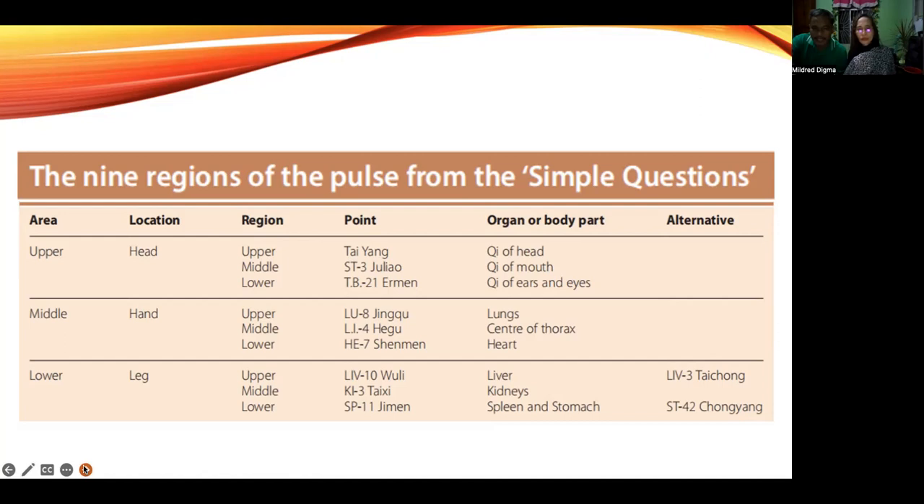Okay, sa middle naman, sa lower portion is the kidney 3, of course, the kidney mismo. At saka sa spleen 11, tinitignan mo yung status ng spleen at saka yung ating stomach. Although doon sa alternative, sa ibang side, pwede kang gumamit ng stomach 42 para malaman mo kung ano yung status ng kidney at spleen at saka stomach.